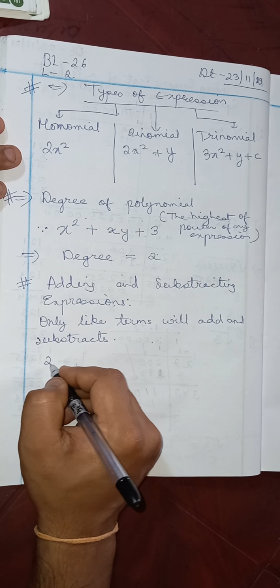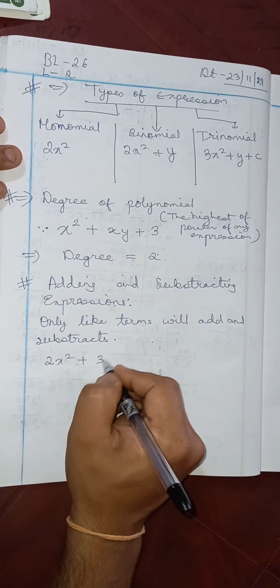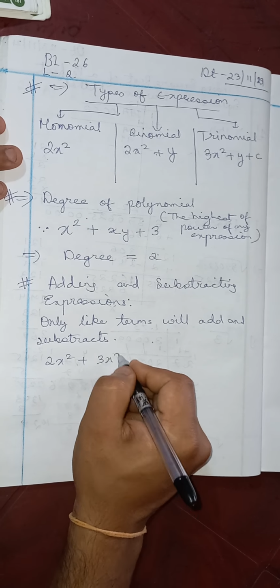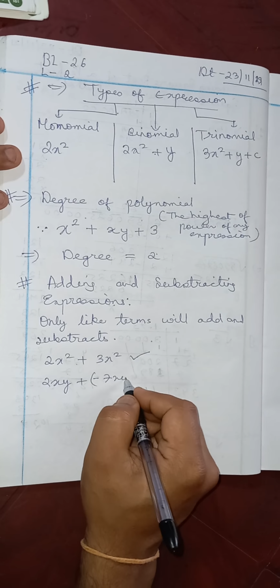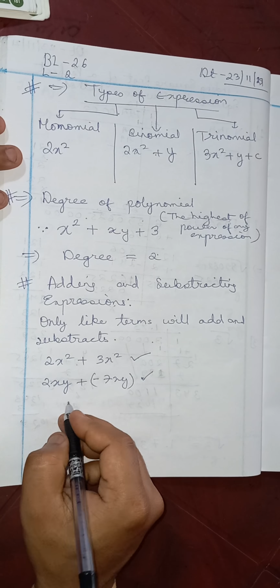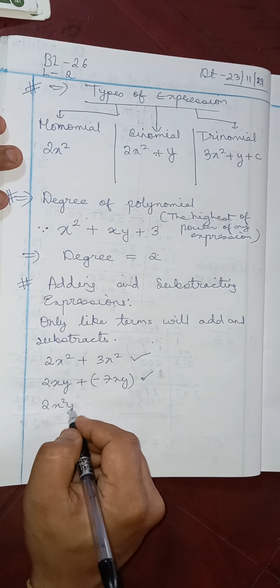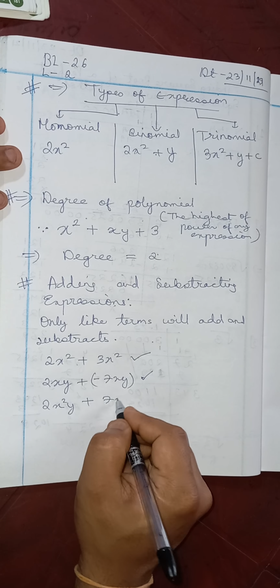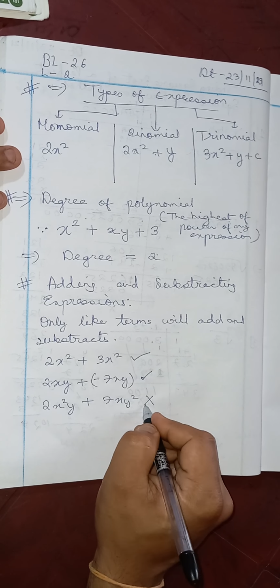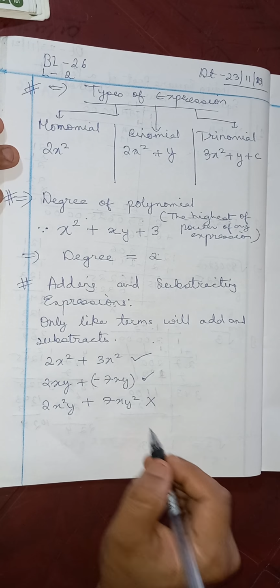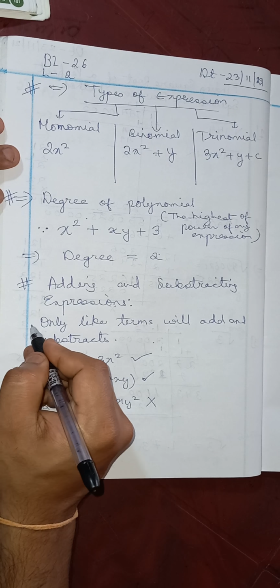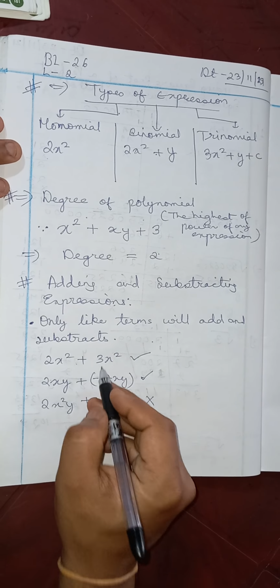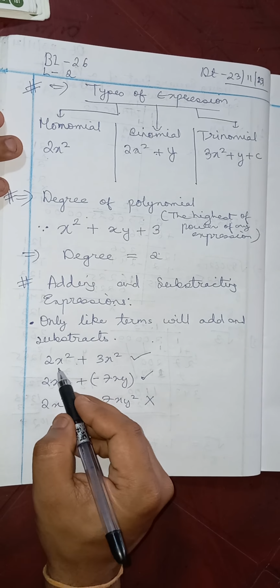For example, 2x square plus 3x square will happen. 2xy plus minus 7xy, this will get solved. But 2x square y plus 7xy square will never get solved. Why? Because they are unlike terms. That means only like terms can get added. x square is a like term, xy is a like term, so they will get solved.